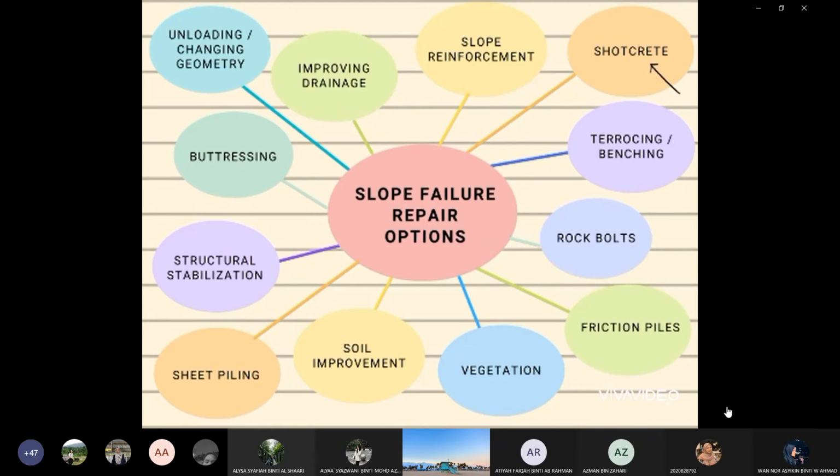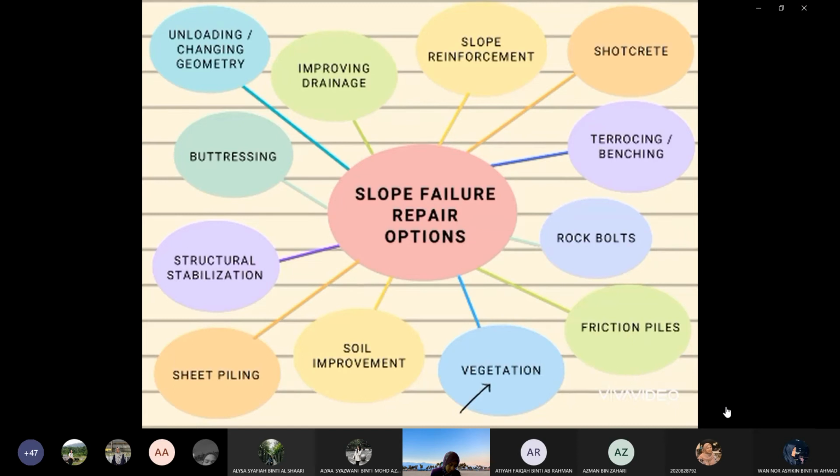The first one is shotcrete. We use mortar or concrete that is pneumatically injected at high velocities over a grid of rebars. The next one is terracing or benching. It is making slope more manageable by dividing it by retaining walls or friction pile. Other than that is rock bolts. It connects the fractured and weak surface to the stronger rock layers underneath for slope stability. Next is friction piles. It is the piles that are driven into the ground towards load-bearing strata.